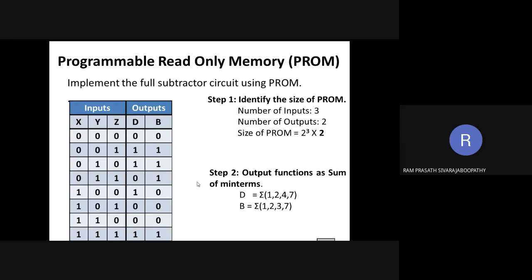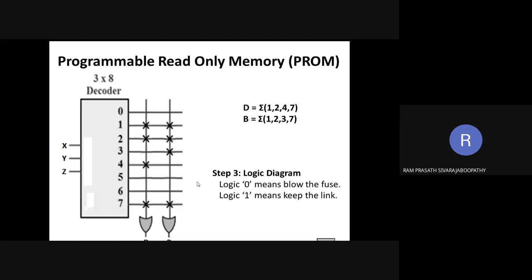See, if you are asked to implement a Boolean function using PROM, you have to follow these procedures. You have to explain how you are choosing the PROM size. Then you have to write the output function as sum of minterms. Then you have to draw the diagram. Kindly take a screenshot of this. So the first function is 1, 2, 4, 7. The second function is 1, 2, 3, 7.